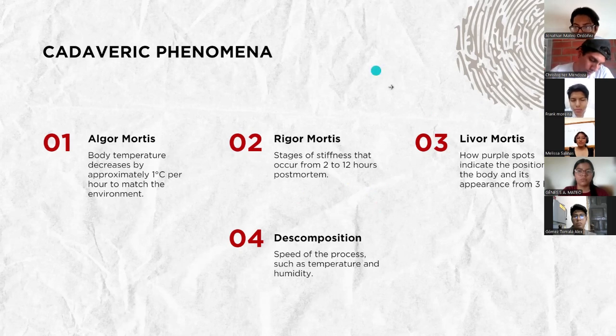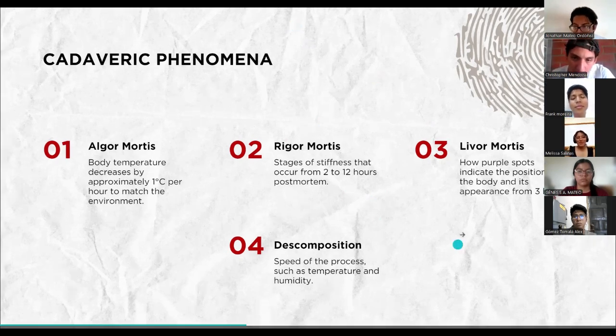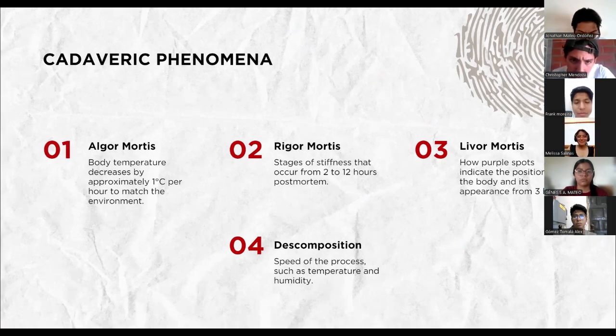Okay, number 2, please, Christopher, can you help reading this part? Okay. Rigor mortis. Stages of stiffness that occur from 2 to 12 hours post-mortem. Okay, in rigor mortis, muscular stiffness develops in the cadaver usually 4 to 10 hours after death, and lasts 3 or 4 days.